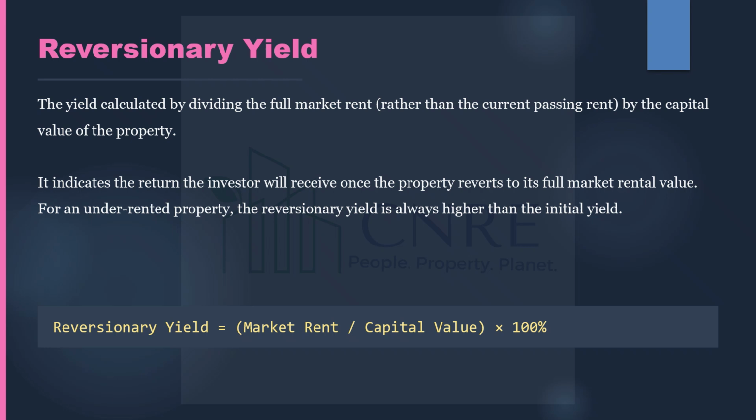So unlike the initial yield, the reversionary yield is actually a ratio of the market rent to the capital value, expressed in percentage, of course. So remember that the initial yield was the passing rent over capital value. This one is actually the market rent over the capital value times 100.